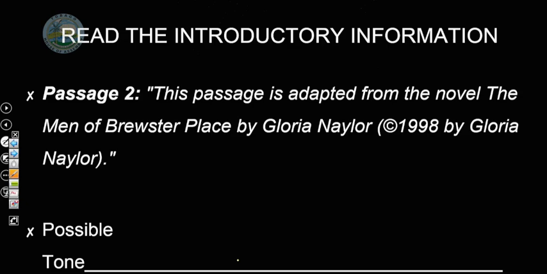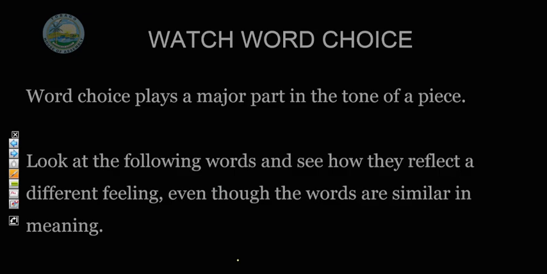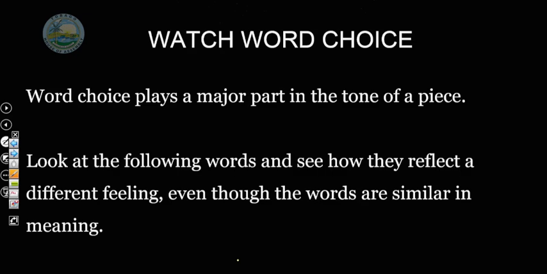And there are times that is going to be the case, but you're advised to always pay attention to that information that's placed usually at the bottom of your text before you begin to read your text. So apart from reading the introductory information, you want to also pay attention to word choice. Word choice plays a major part in the tone of a piece. The words that a writer chooses to use would help you to understand how the writer feels.